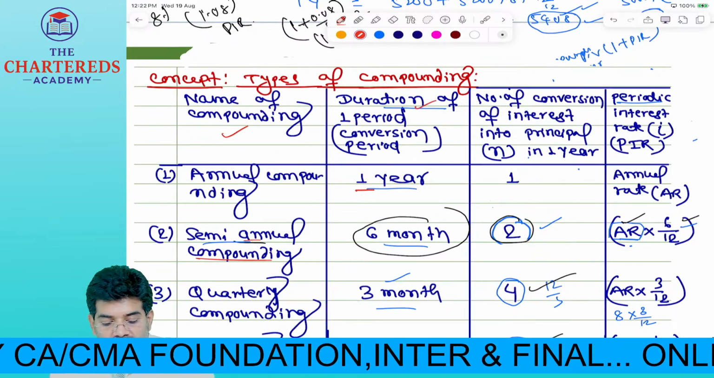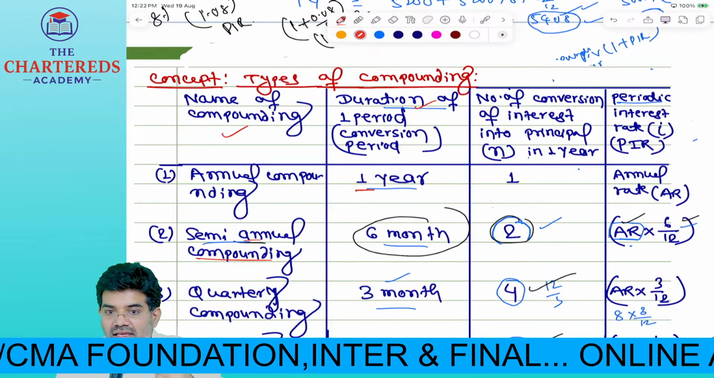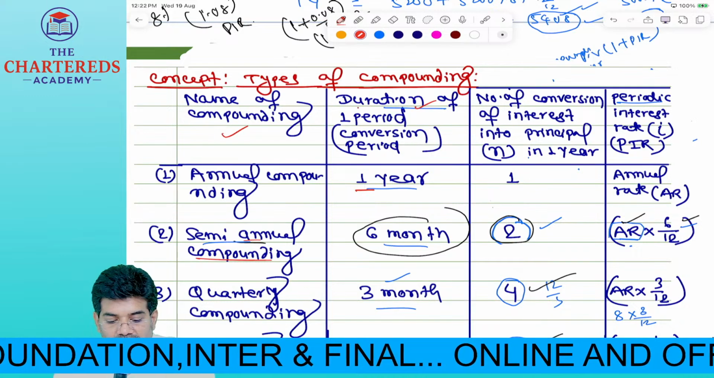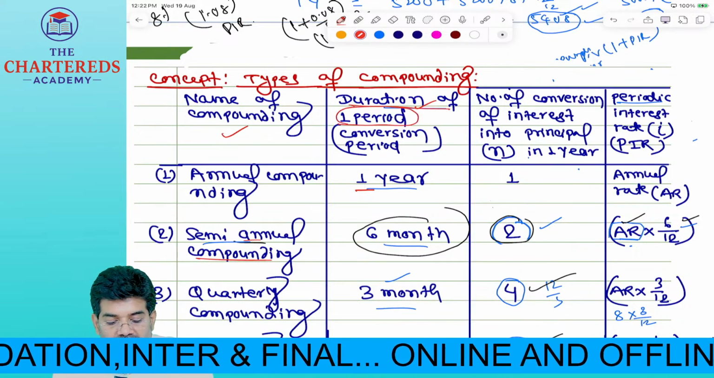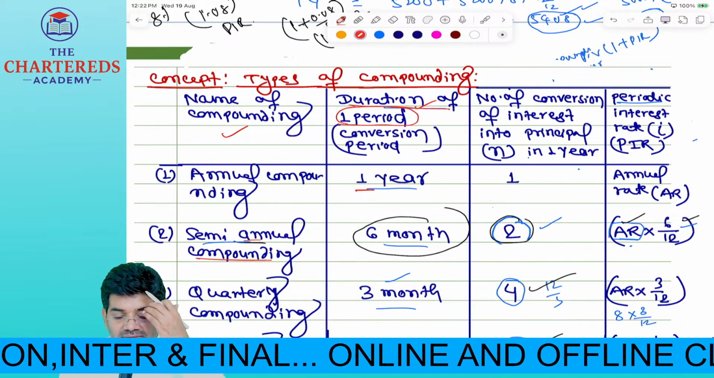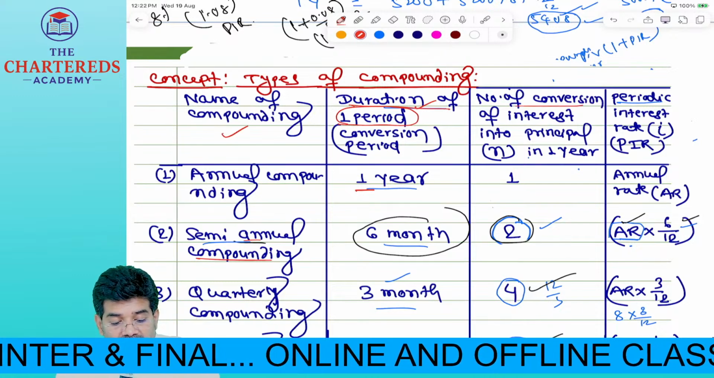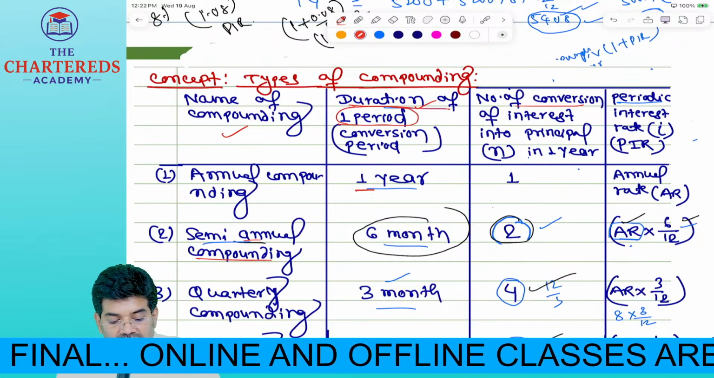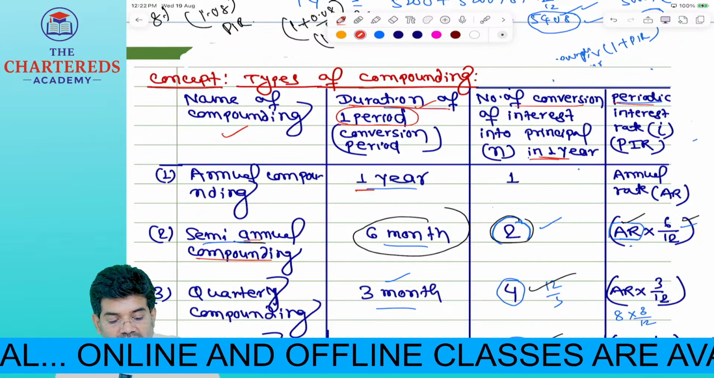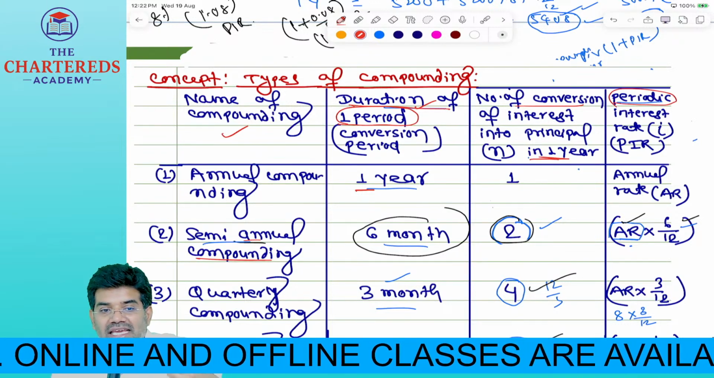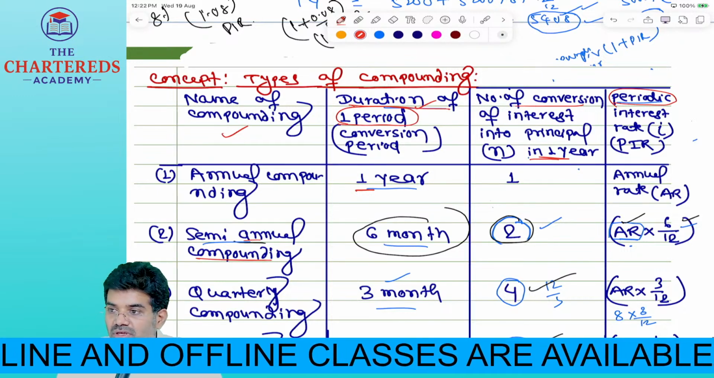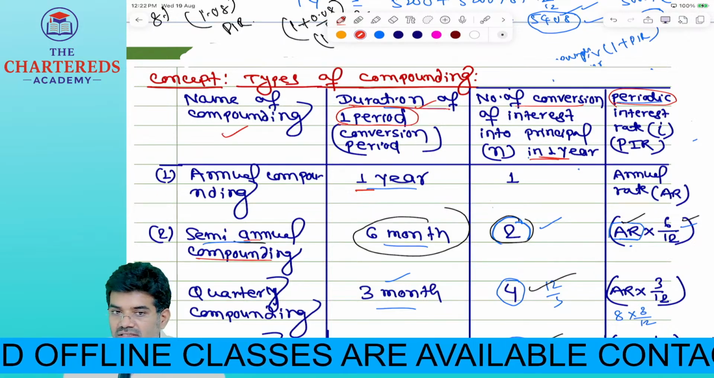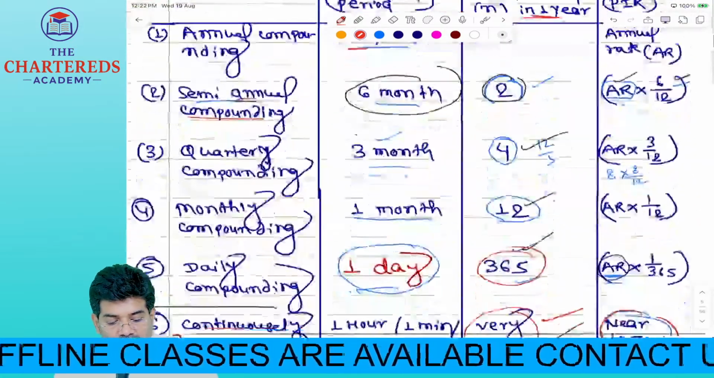What does the second column say? Interest is calculated for what period, the duration of one period, the conversion period. And the third column is how many times interest is calculated in a year, for 1 year. And the fourth one is how you calculate the periodic interest rate. Periodic means proportionately for the period how you calculate the interest rate. This is your types of compounding.